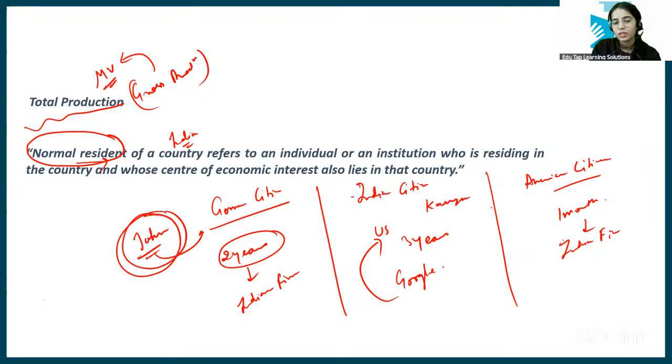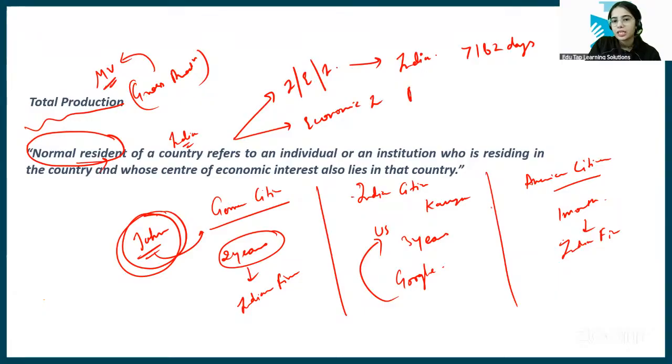Why is it John? Because a normal resident of a country means an individual or an entity or an institution who is residing in India for more than 182 days, and their economic interest, that means their production activity, should also be happening in India. Their production activity should be in India.